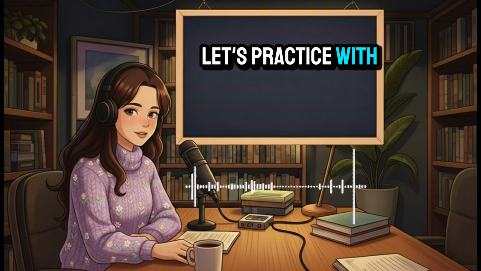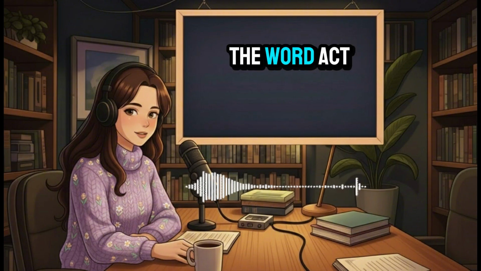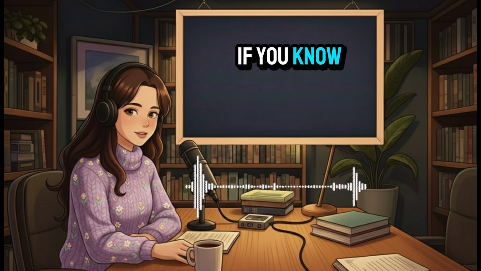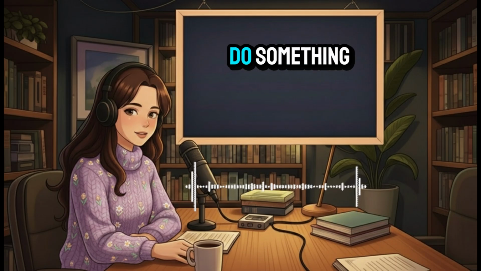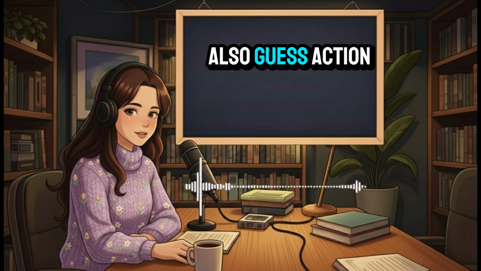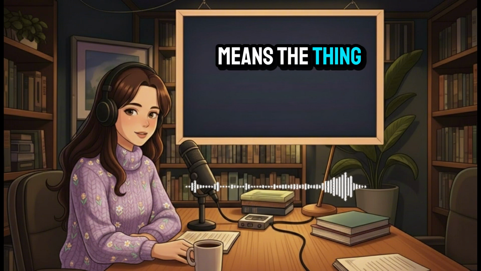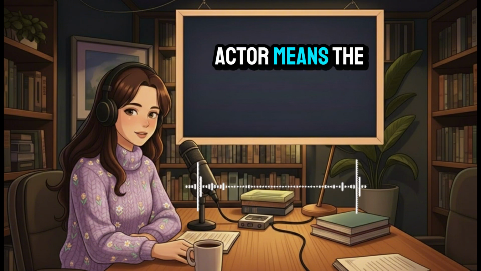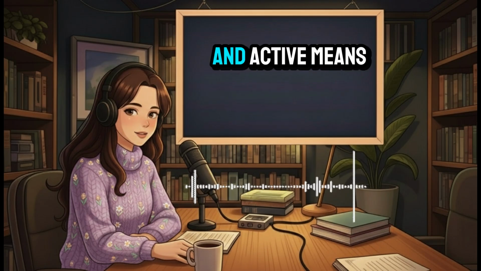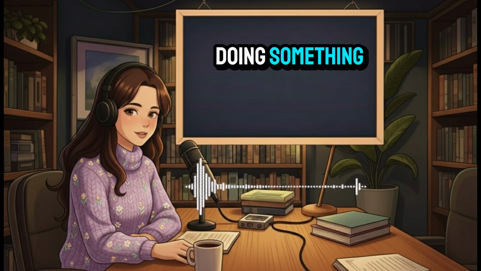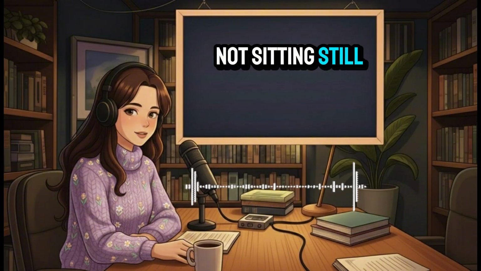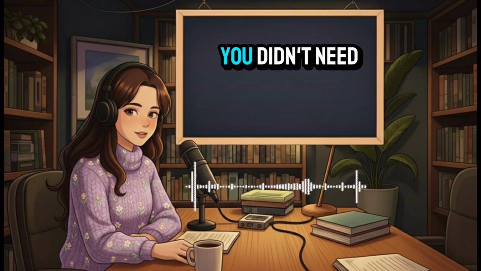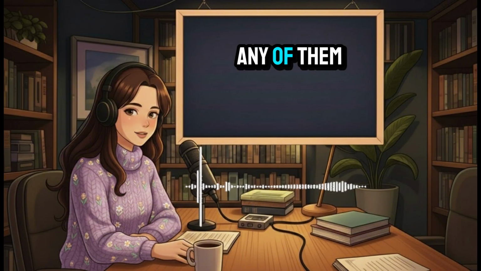Let's practice with another root, the word act. If you know act means to do something, then you can also guess action means the thing done. Actor means the person who does it, and active means doing something, not sitting still. All of these are related. You didn't need a dictionary for any of them.